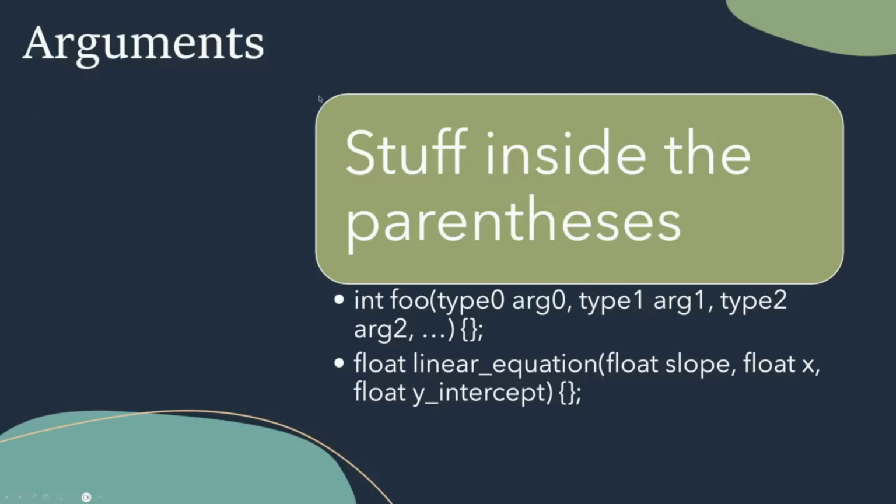Okay, so arguments. This is stuff inside the parentheses. So if we've got this int foo, type 0, argument 0, type 1, argument 1, type 2, argument 2, on and on. The stuff in here, in the parentheses, those are called arguments. And that's just data that we want to pass to the function. So again, float linear equation, float slope, float x, float y-intercept.